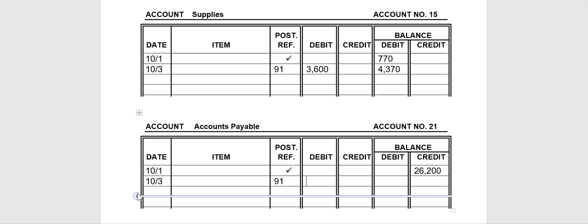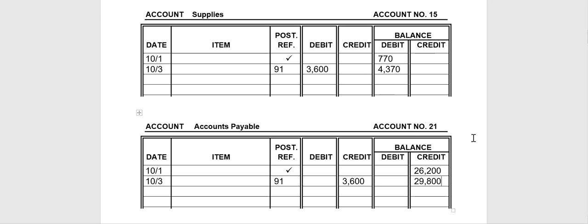And what happened to accounts payable on October 3rd was that it was credited for $3,600, meaning that we owe $3,600 in the future for those supplies that we've purchased. Again, we have to update our balance. There was a credit of $26,200. This is a credit transaction. When we're the same, we add them together. So we now owe $29,800 in total.